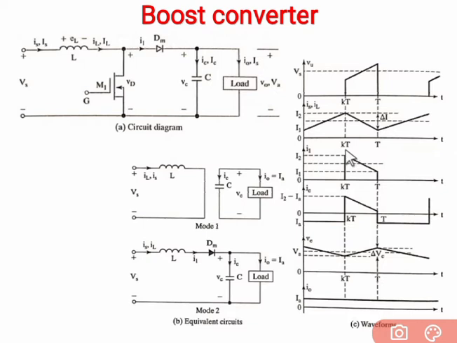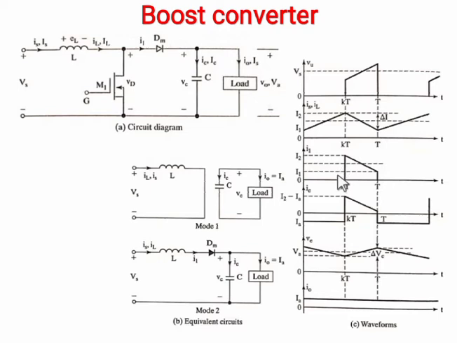At this point kT, mode 2 operates, in which the switch S is open, or the MOSFET is turned off. So the inductor current linearly decreases from this peak value to this minimum value I1. So during turn off time, the inductor current linearly decreases from the peak value to the I1 value. This ripple in the inductor current is known as the ripple current. It is defined as delta I.